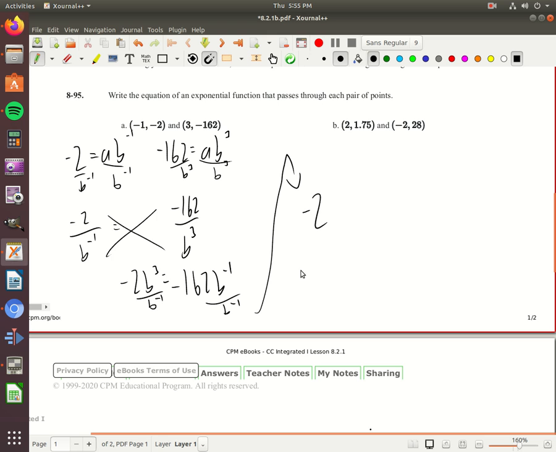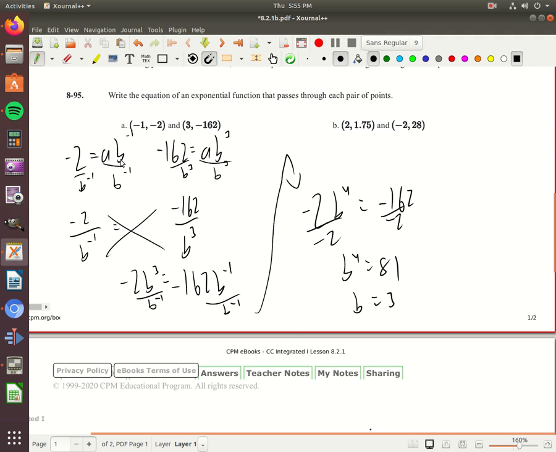I'll get -2. I hope we know that this bumps up to the top, so it'll be -2 b to the fourth, right? That's 3 positives. This -1 on bottom pops up as a +1 on top, so 3 plus 1 is 4. Equals -162. I'll divide by -2. I will get b to the fourth equals 81. So b, I'll take the fourth root of each, but it happens to be 3. 3, 9, 27, 81. That was pretty easy, right?